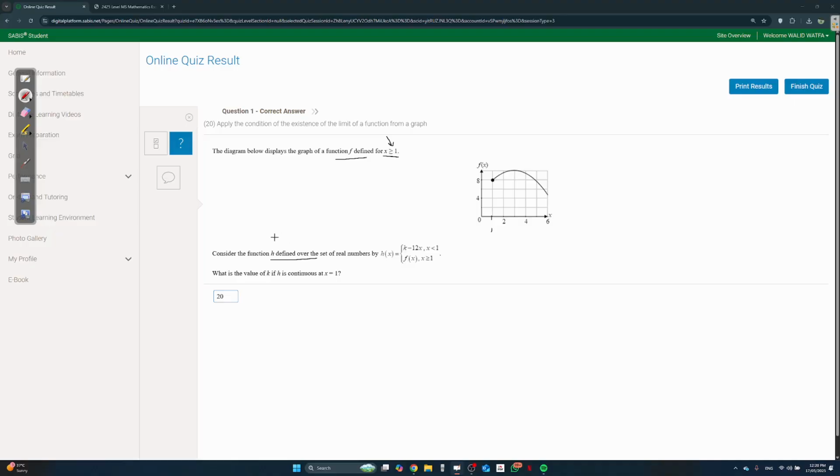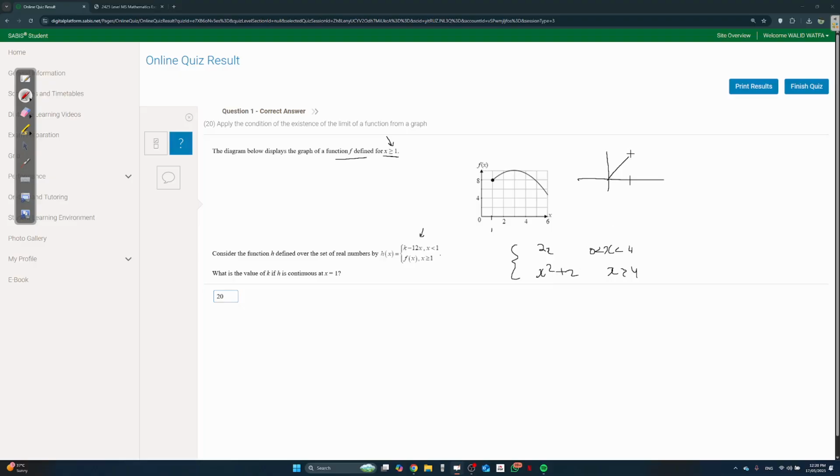Consider the function h, defined over the set of real numbers. Don't get confused, this is what we call a piecewise function. Piecewise function basically is, they put this weird bracket over here. They say for x between 0 and 4, the function is the line 2x, and for x after 4, the function is x squared plus 2. So from 0 to 4, it would be the straight line 2x, and from 4 onwards, it would be the function x squared plus 2.